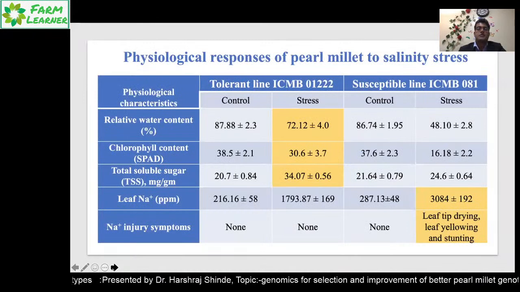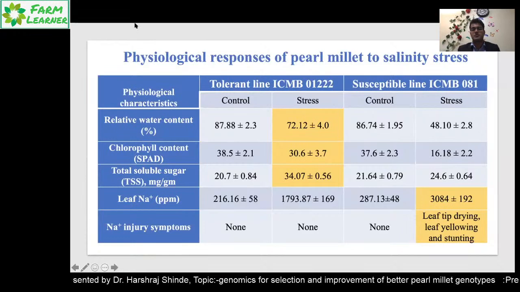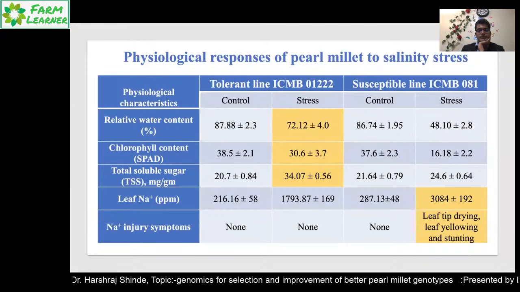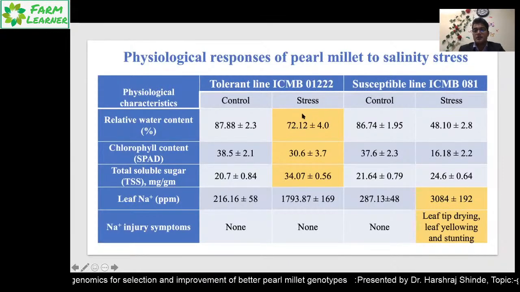Then we looked at the biochemical and physiological responses of pearl millet to salinity stress. We measured the relative water content, and you can see that during stress, the tolerant line had higher relative water content as compared to the susceptible line. Although the relative water content decreased in the tolerant line, the decrease was very high in the susceptible line.